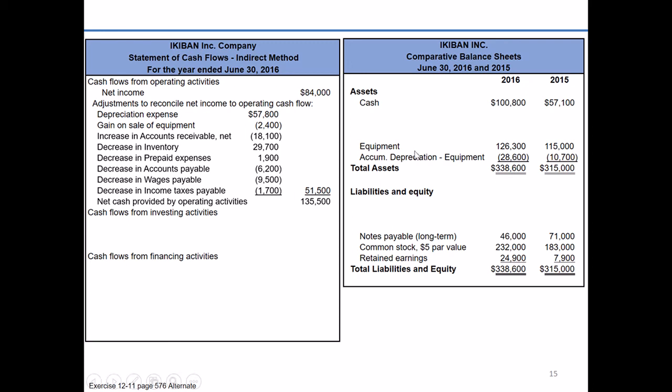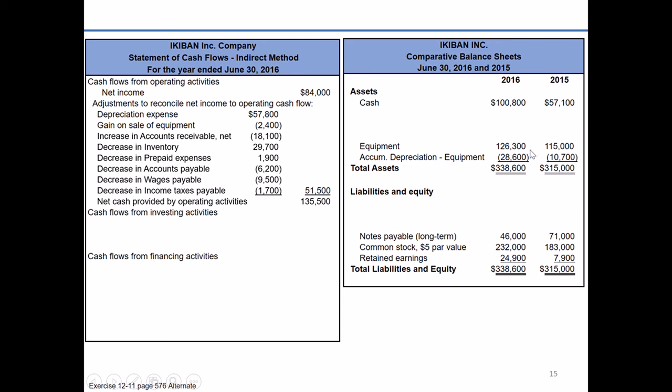Well, it just happens that this particular company is fairly easy. The only long-term asset it has is equipment and the accumulated depreciation related to that equipment. Now you could look at this account and say, well, we went from 2015 having a $115,000 balance to 2016 having a $126,300 balance. I guess we bought equipment for the difference. We'll just show that as a subtraction.